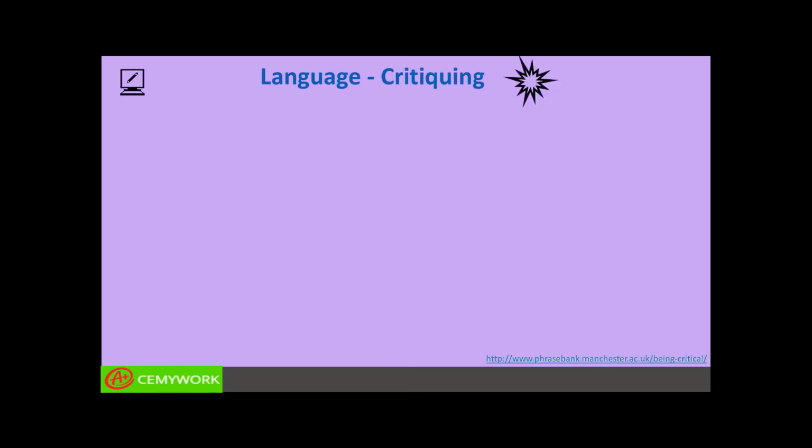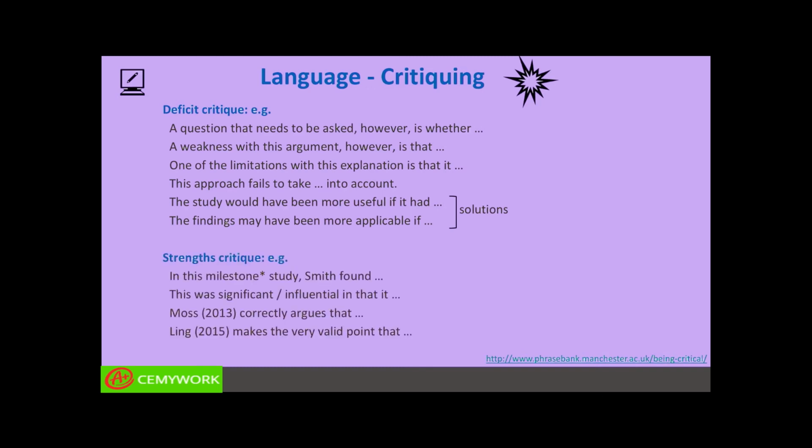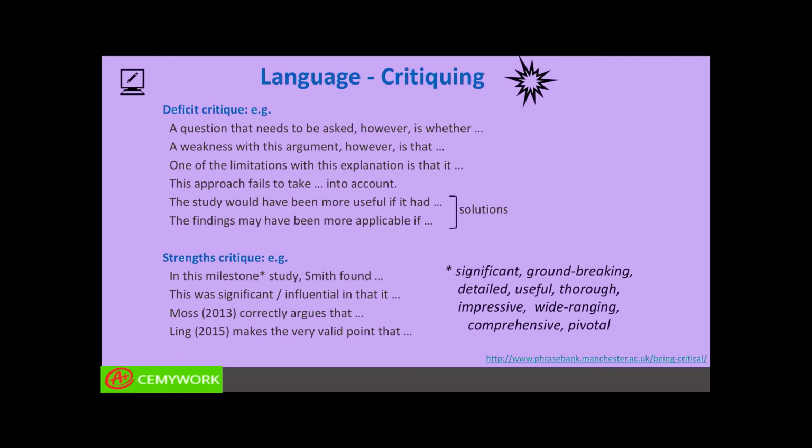Let's look at some of the language of critiquing. We can have deficit critique, where we're pointing out limitations to the research, asking questions or pointing out limitations. It's fantastic once pointing out limitations if we can then move the writing into offering solutions. That's being critical. We also have strengths-based critique, where we're looking at milestone study or things which are significant or groundbreaking or detailed or useful. This is the type of language which we can use.